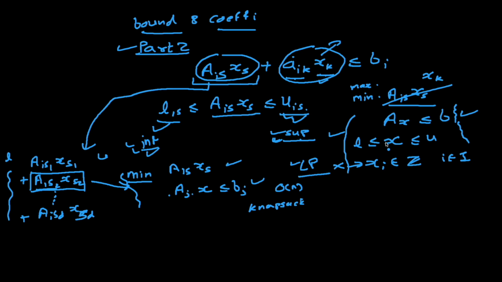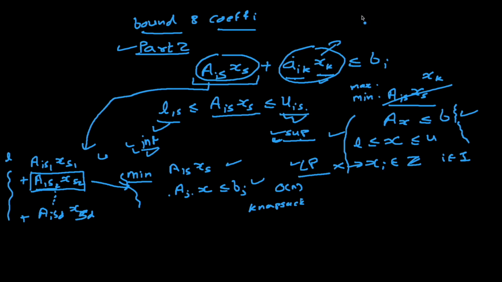They sometimes do it, and that's the idea behind bound and coefficient strengthening when we have access to more than one constraint in our MIP. So let's talk about the impact, so how much this helps.